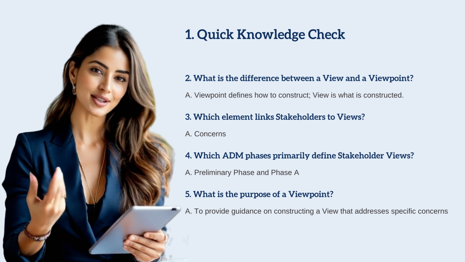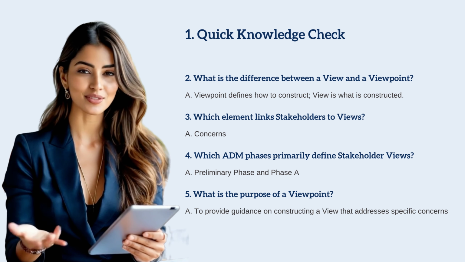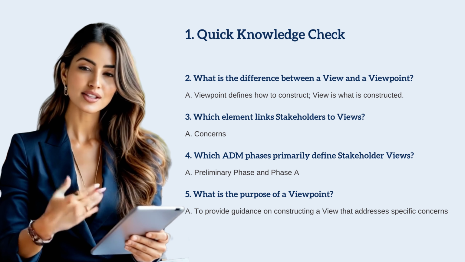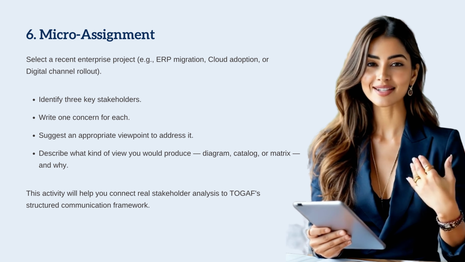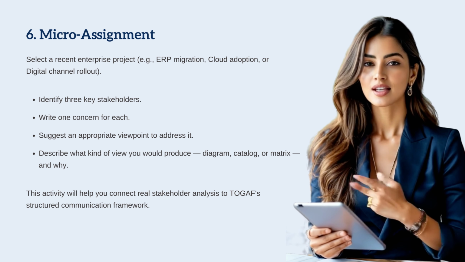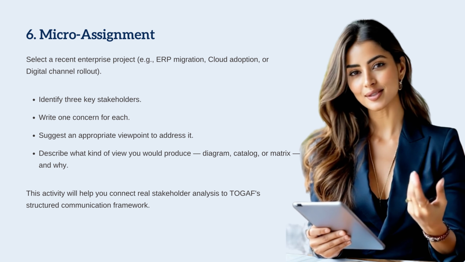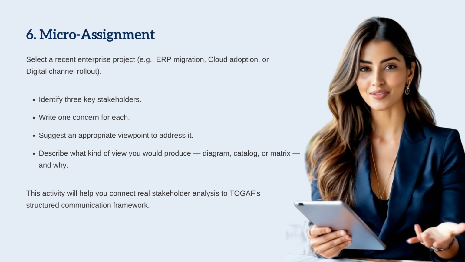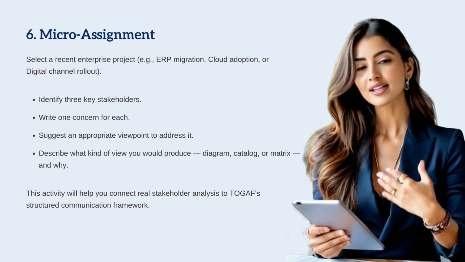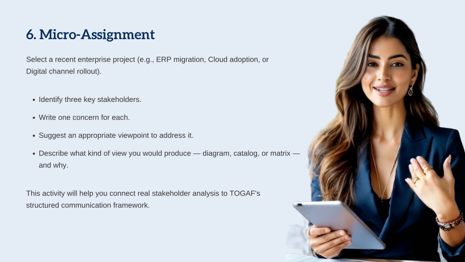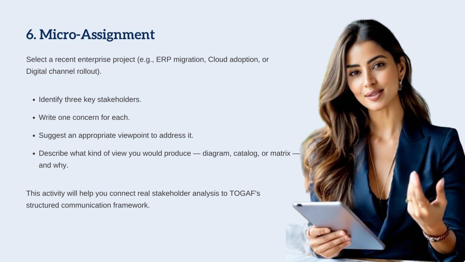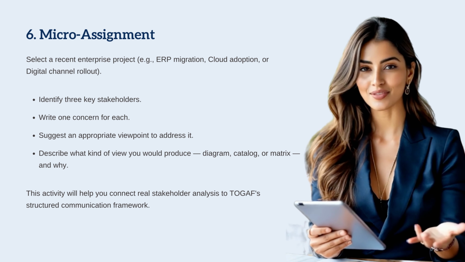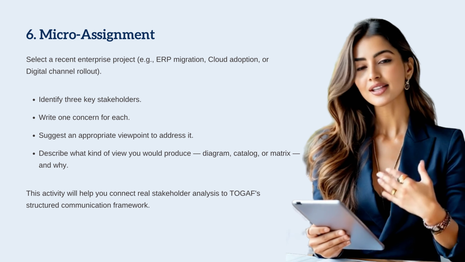Micro assignment. Now let's apply it. Think about a recent transformation, maybe an ERP migration, a cloud rollout, or a digital services launch. Identify 3 key stakeholders, 1 concern for each, and a viewpoint that would address it. Then decide what kind of view you'd produce: a roadmap, a capability diagram, or a compliance matrix. This small exercise will train you to think like an enterprise architect who designs not just systems, but communication.